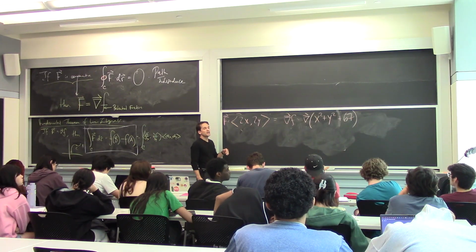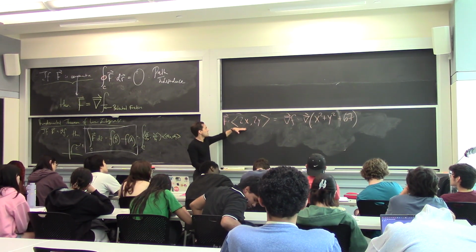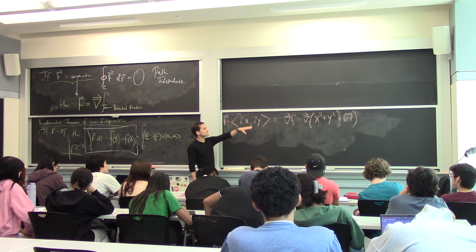If it can be the gradient of something, then it's conservative. If this can be written as the gradient of a function, then that's the function that gives you this.